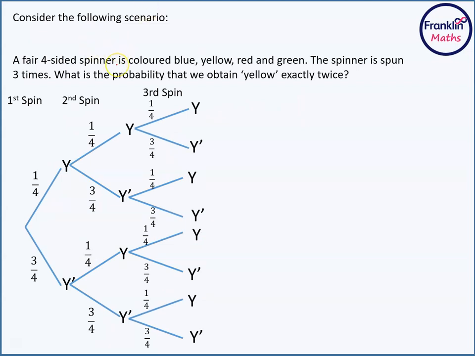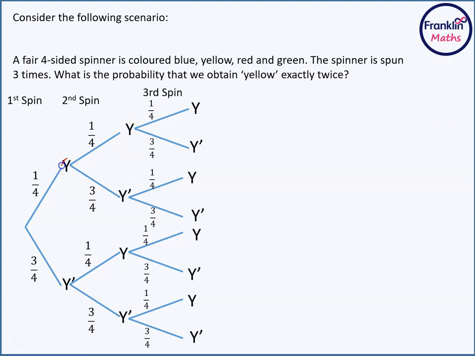So I've changed the scenario now. I've kept the spinner with the colours. I spun it 3 times. And this time, what is the probability that we obtain yellow exactly twice? So I'm looking for yellow. As you can see, even my skills on the computer have really struggled to make some of this. So let's have a look. Whereabouts have we got yellow?